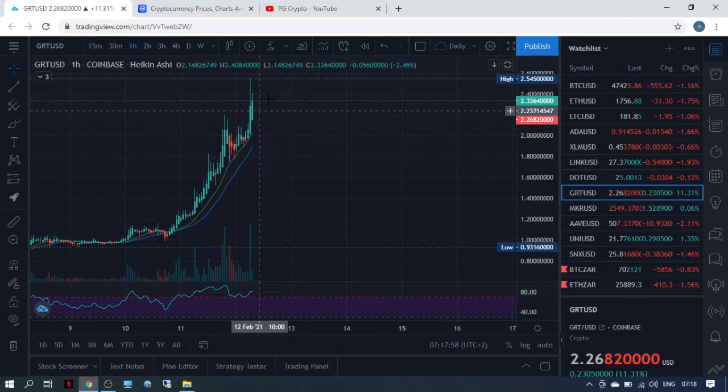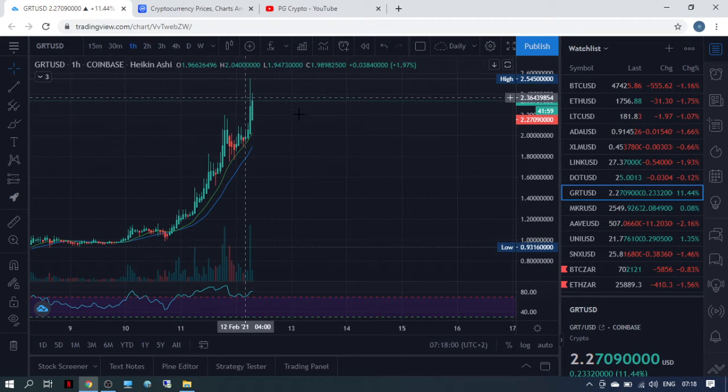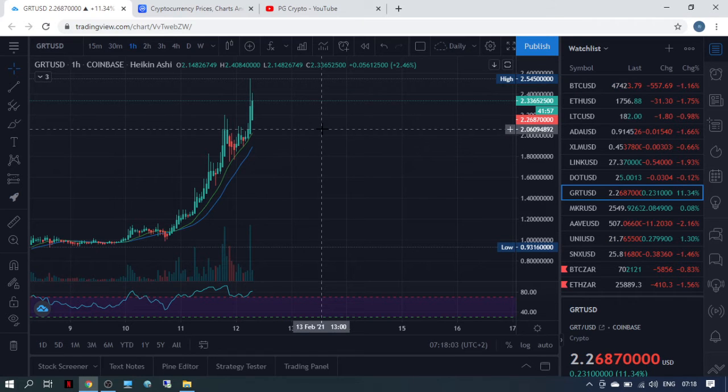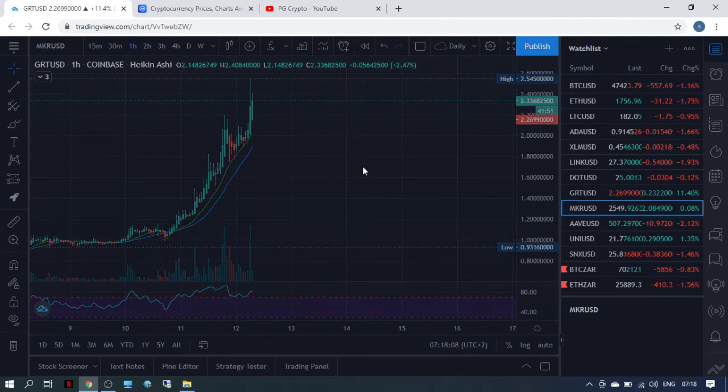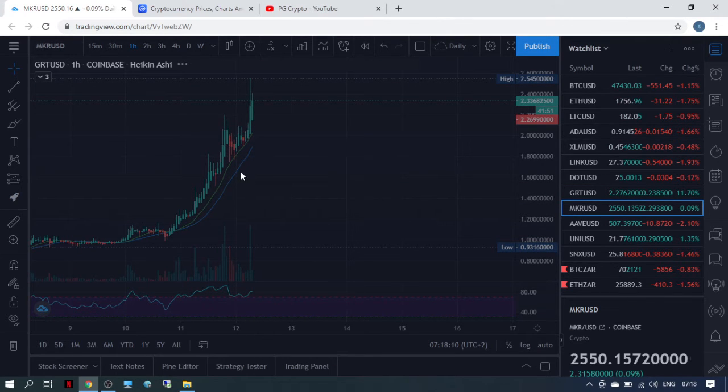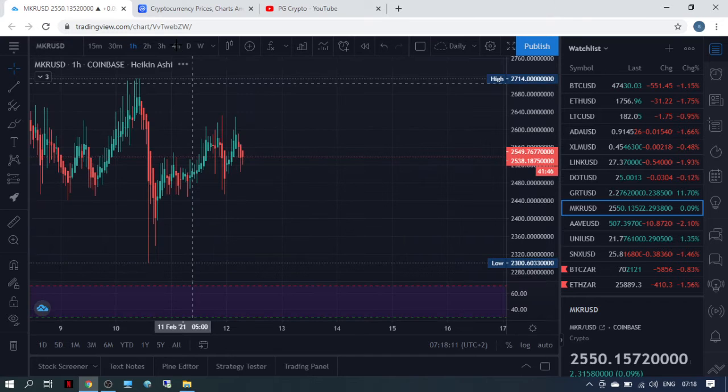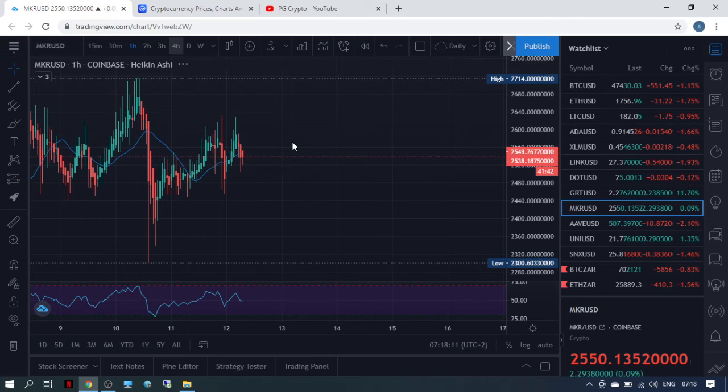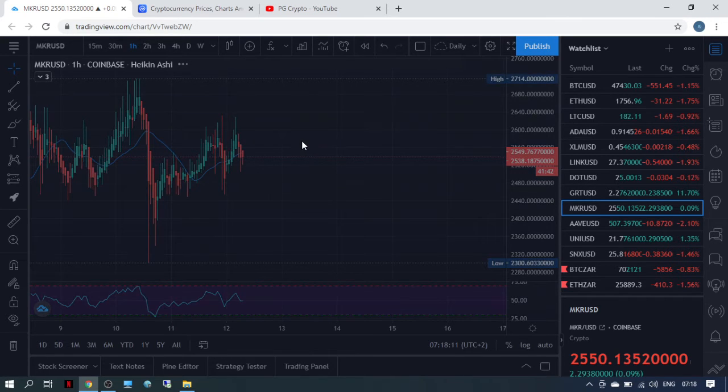So the graph. Oh, having a fantastic little run here. Mooning. Get on board, chaps, get on board. Ooh, my last little coin that I want to show you, not exactly little anymore, Maker, making some waves. On the 4-hour chart, you'll see something very interesting on Maker. It's actually starting to coil up to do something big, I think, either up or down again. Doesn't matter. For us, we can make gains up or down.